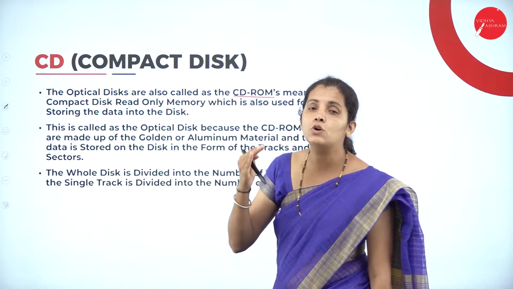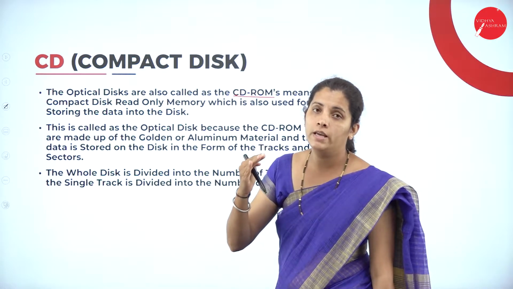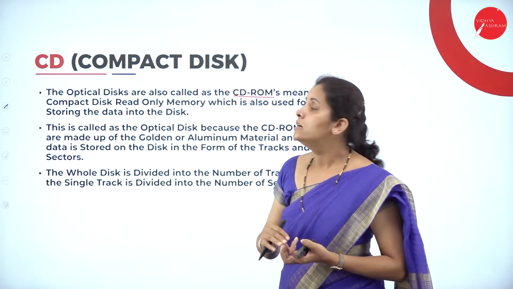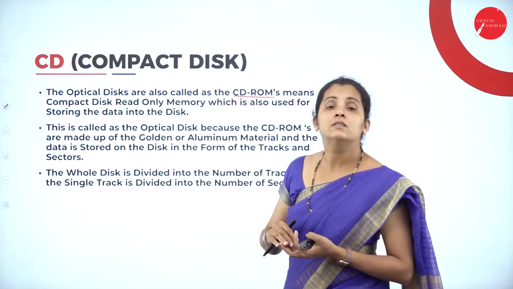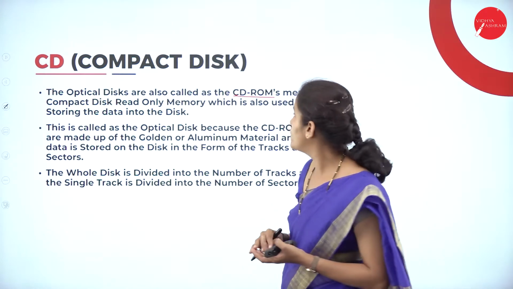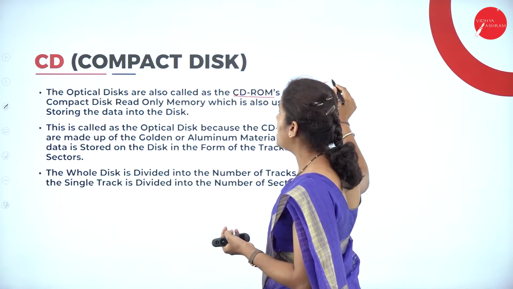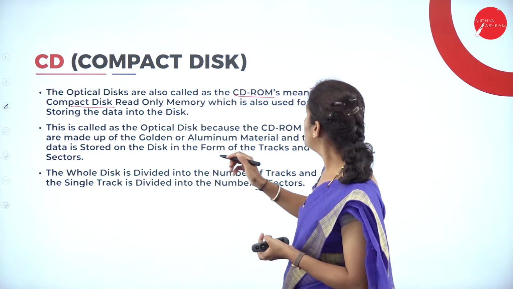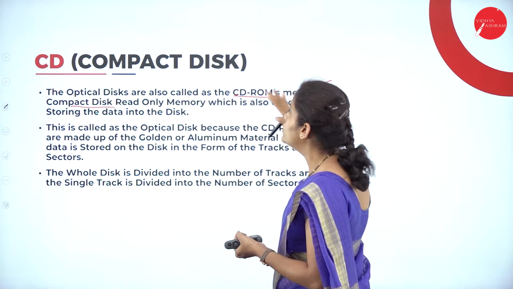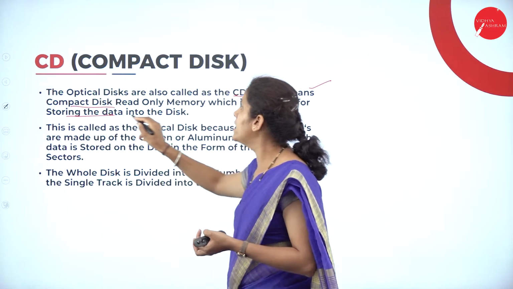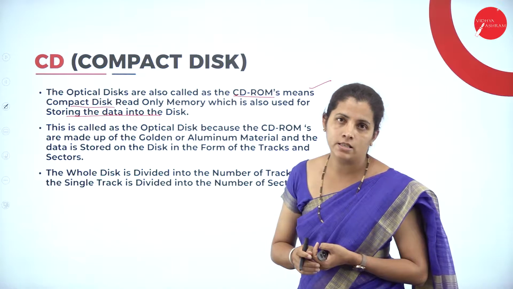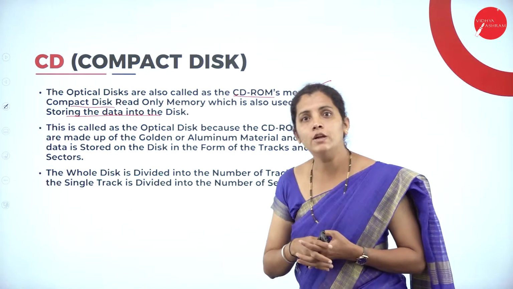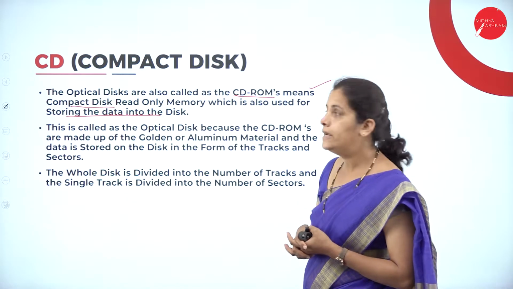So what is ROM? Read only memory. It is permanent memory, also called non-volatile memory. It means that the compact disk read only memory is also used for storing data into the disk. That means this compact disk is mainly used to store the data.